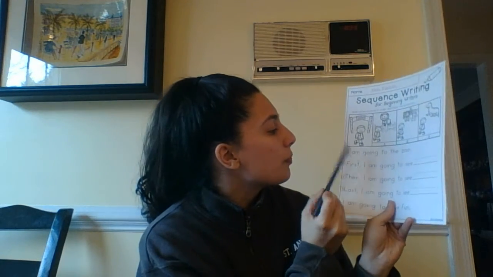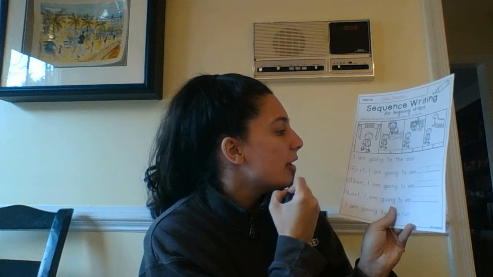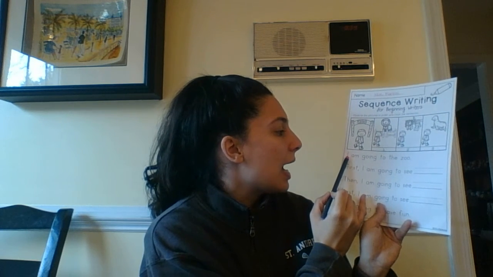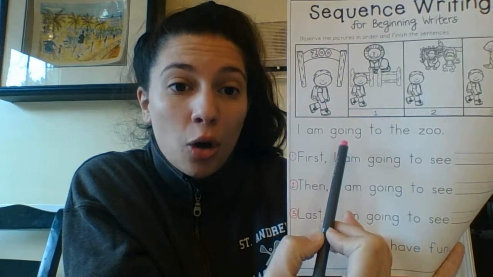All right, so I see a couple of our sight words in here. I see about 3 of them. So let's go ahead and read it. It says, I am going to the zoo. I am going to the zoo. So that shows me right here that he is going to the zoo.